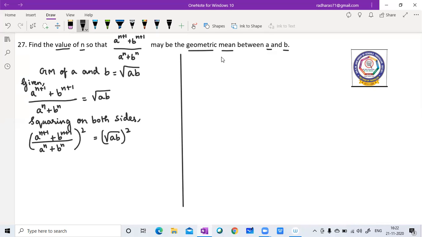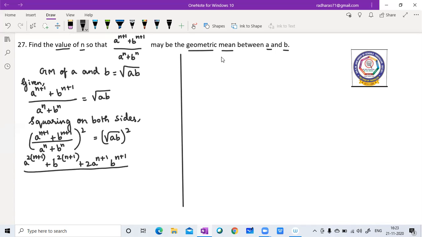The numerator is in the form of (a plus b) the whole square. What is (a plus b) the whole square? a squared. So a power n plus 1 the whole square is a power 2 into n plus 1. Similarly, b power n plus 1 the whole square is b power 2 into n plus 1, plus 2 a power n plus 1 b power n plus 1.